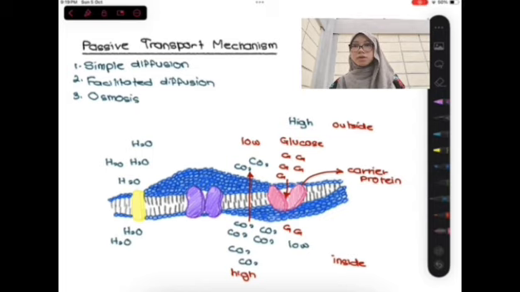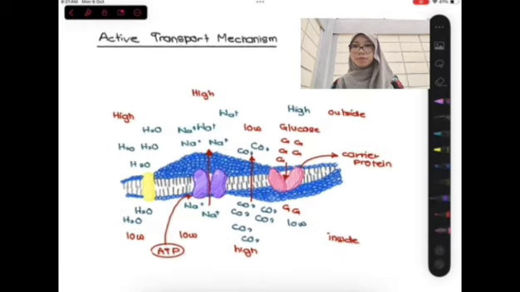Osmosis. Water is going to flow through a protein called aquaporin, which allows water to flow into and out of the cells from a region of high concentration to a region of low concentration. Active transport mechanism. The cell uses ATP energy, that is adenosine triphosphate, to energize this protein pumping sodium ions out of the cells from a low concentration region to a high concentration region. The reason why it's called active transport is because it requires the expenditure of energy.